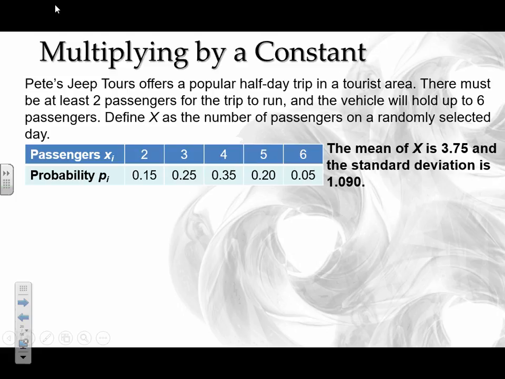Once I get my variance, what do I need to remember to do? Take the square root. So once I have variance calculated, I take the square root, and I get my standard deviation. So the standard deviation in this case is 1.090. So what does that standard deviation mean in context?